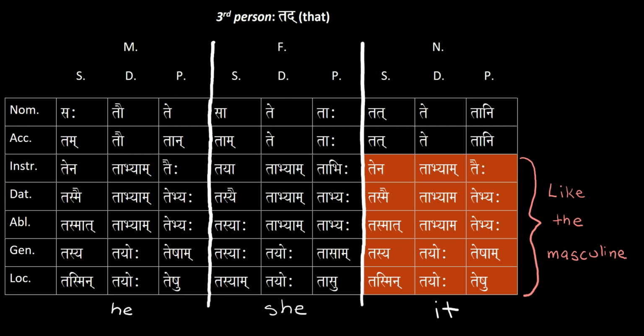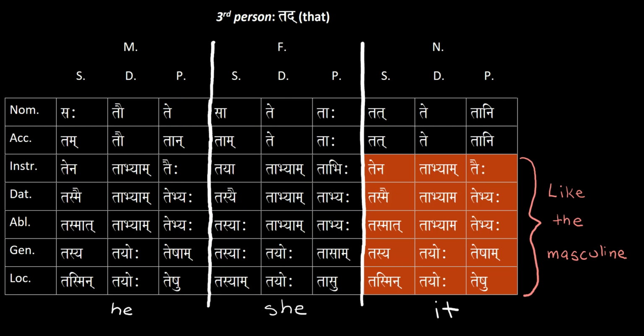In the previous lesson, we learned how to decline the words for the first person and second person. And now we are going to learn how to decline the words for the third person. And that word is "tat" in Sanskrit. The word has three different versions, three different genders in Sanskrit. And those genders are masculine, feminine, and neuter. So there's three different types of declensions.